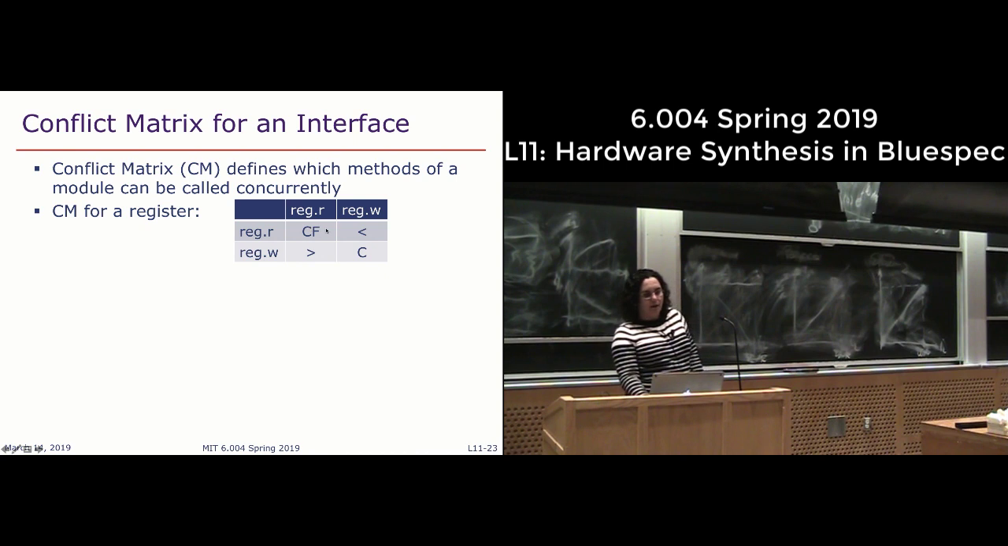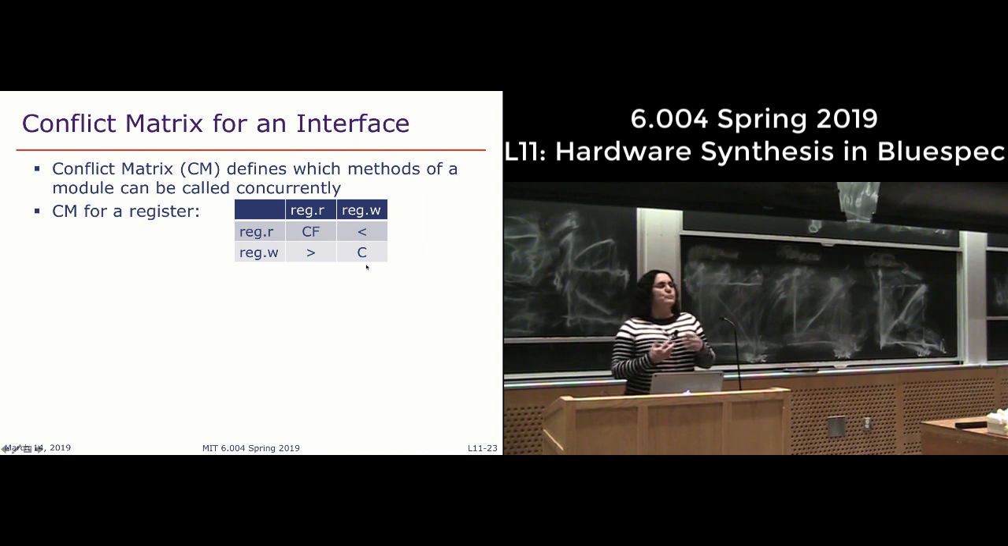So this is what we call conflict-free, and so we label this CF, meaning that it's not a problem for both of those reads to happen at the same time. However, if I try to write to my register from two different methods, I will have a problem, right? This is a double write, which is not allowed, and so this is labeled as a conflict, and those two things cannot occur at the same time.